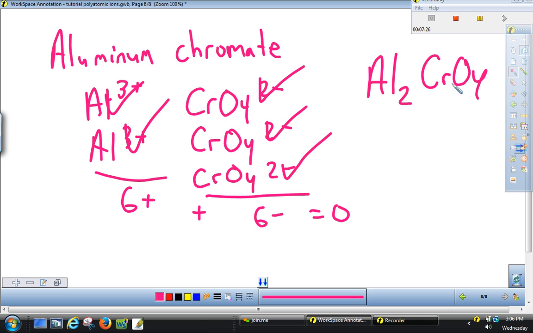So I write the formula of 1 chromate, and then I put it in parentheses, and I put a 3 on the outside to show that I need 3 of that. Alright, so that's how we write formulas for ternary ionic compounds that contain these polyatomic ions.